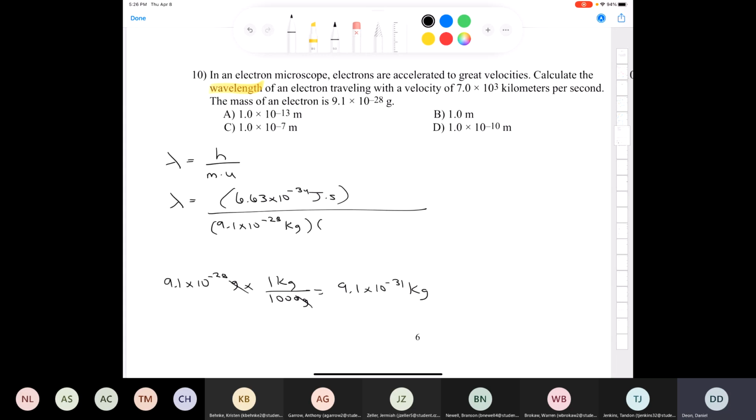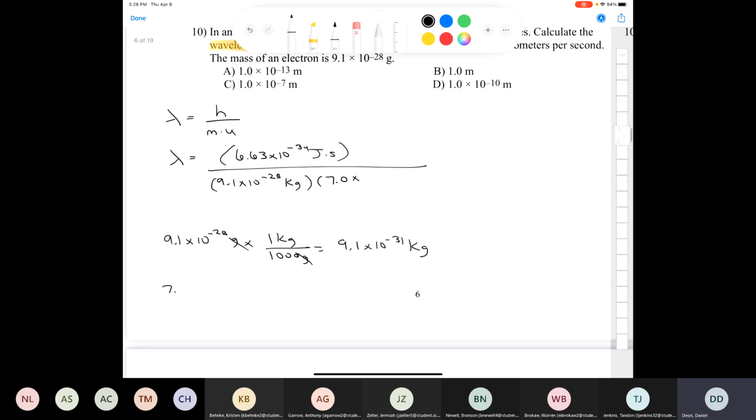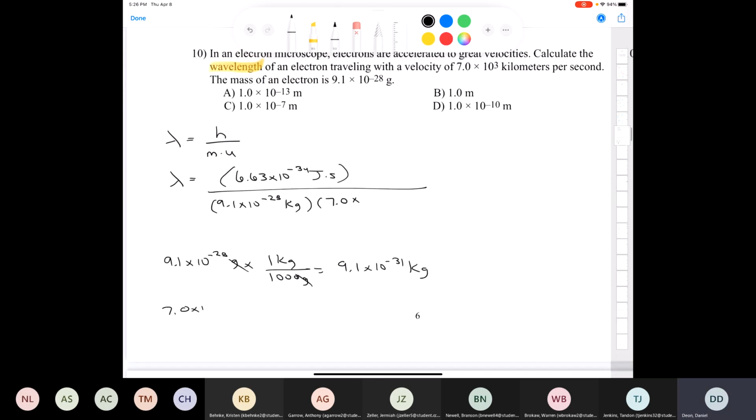And then my velocity is 7.0 times 10 to the power of, no, I need that in meters per second. Shoot, a lot of conversions to do here. Okay, let's do this one. So we have 7.0 times 10 to the power of 3 kilometers per second. I know that in 1 kilometer, I have 1,000 meters. So these cancel, and I end up with 7.0 times 10 to the power of 6 meters per second. There we go. Now my units work out.